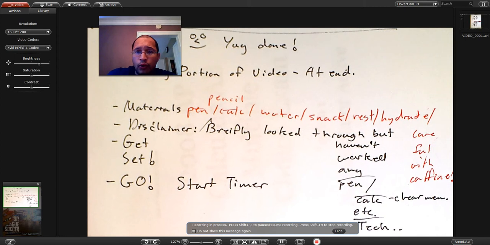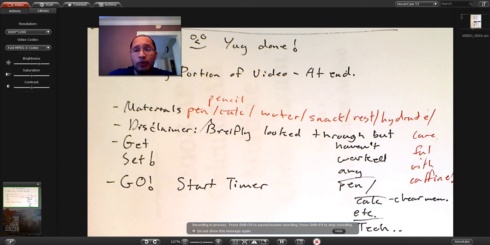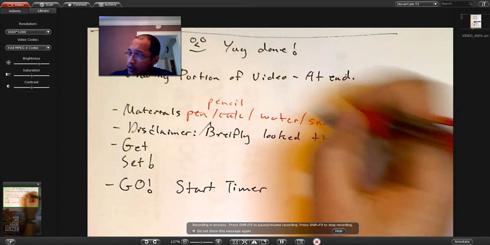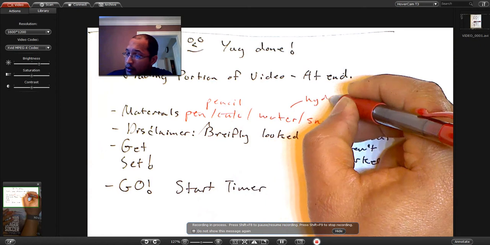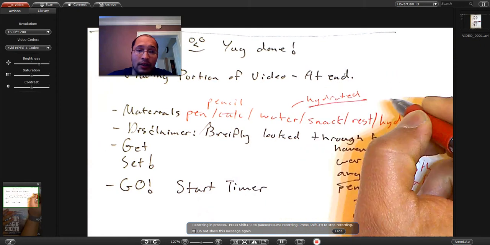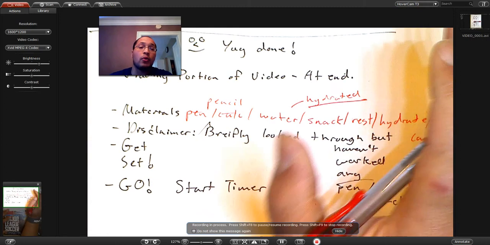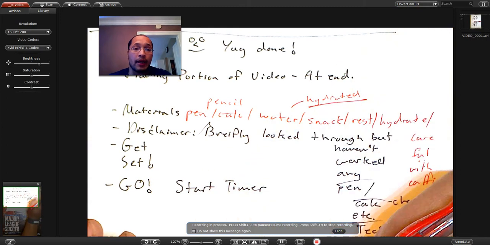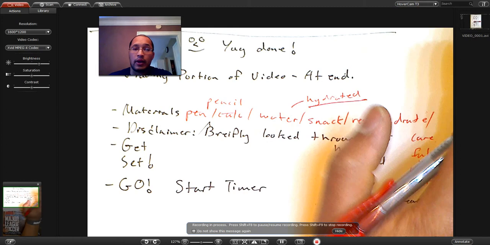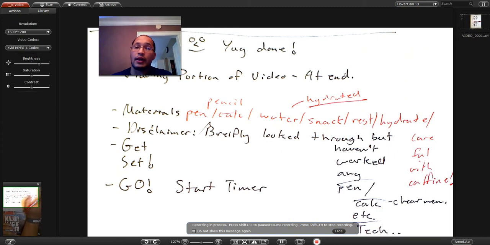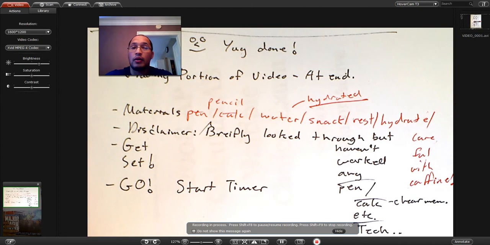So you need some water and a snack, and you need rest. Another thing, you just stay hydrated. If you're dehydrated and then you chug a bunch of water the night before the AP exam, you're going to have to go pee the whole time during the AP exam. That's not how you get hydrated. You got to get hydrated days and days in advance, about three or four days before, in order to be hydrated. That way you won't be cranky, you won't be getting tired during the AP exam, all that stuff.